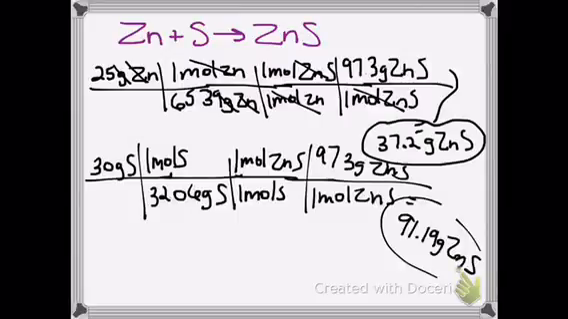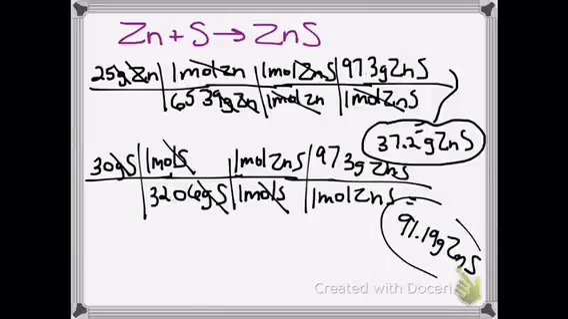Next, we need to go from grams of S to grams of ZnS. We start with 30 grams of S, and to get rid of grams of S, we put 32.06 grams of S on the bottom per mole of S. That helps us get rid of grams of S. Now with 1 mole of S on top, we put 1 mole of S on the bottom, and we do mole to mole. On top goes 1 mole of ZnS. This helps us cross out 1 mole of S on each the top and the bottom.